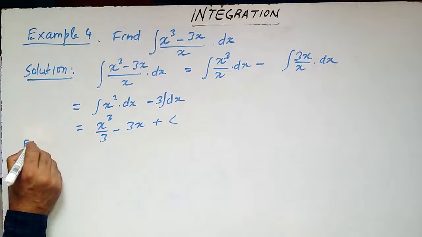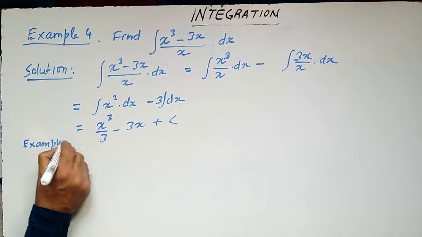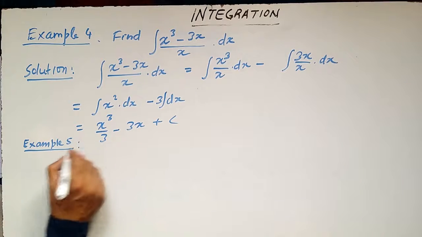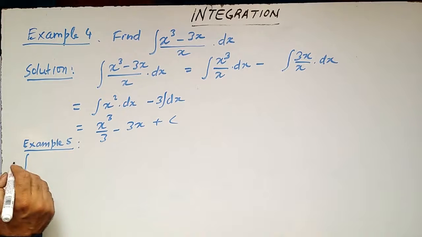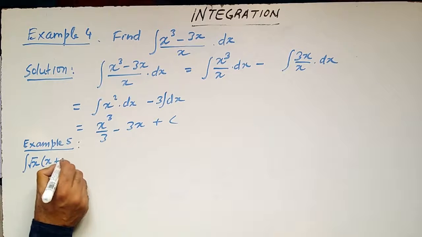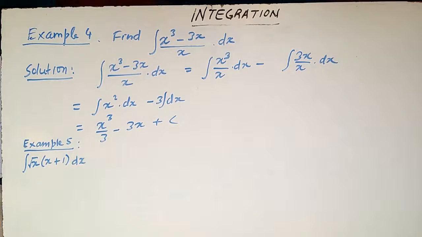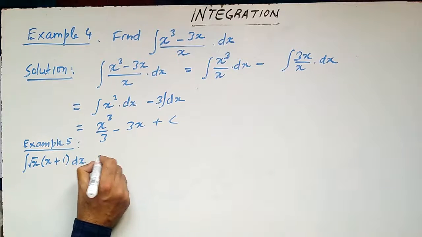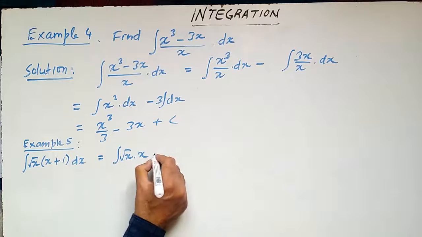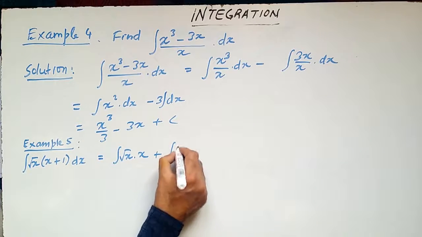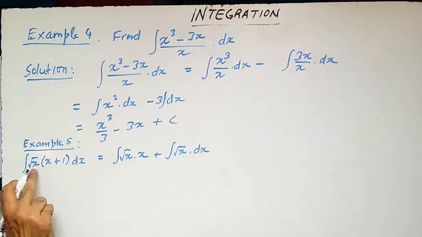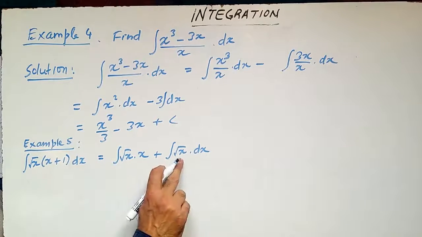Example 5. Integrate root of x into (x plus 1) dx. So this is equal to integration of root of x into x plus integration of root of x dx. Root of x into x, and root of x multiplied by 1 gives me root of x dx.